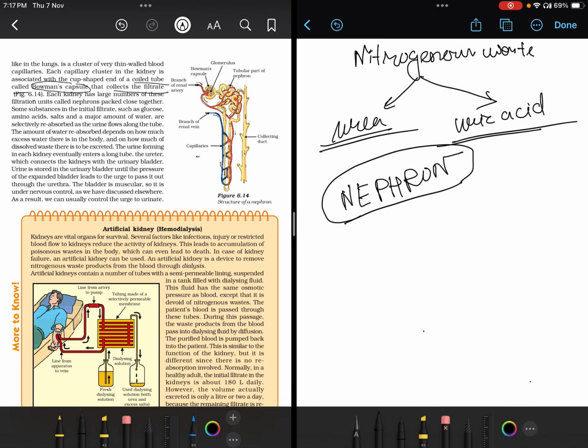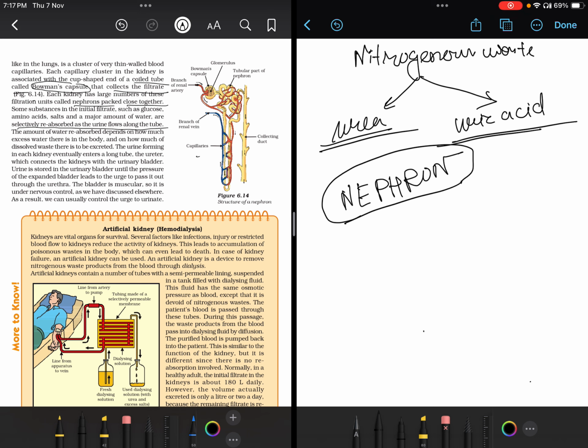Each kidney has a large number of these filtration units called nephrons packed close together. Many nephrons are packed close together. Some substances in the initial filtrate, such as glucose, amino acids, salts, and a major amount of water, are selectively reabsorbed as the filtrate flows along the tube. Now, let's understand the Bowman's capsule.